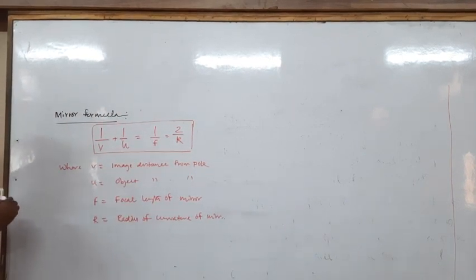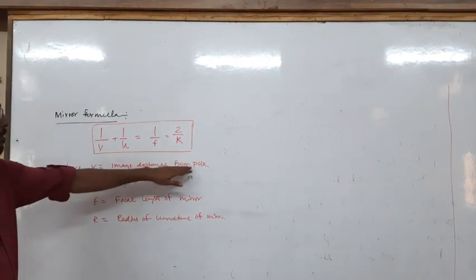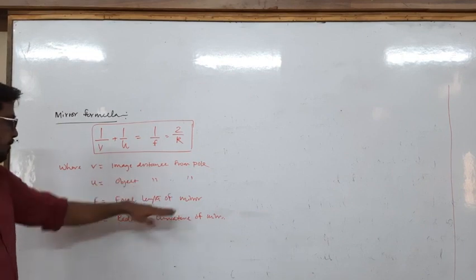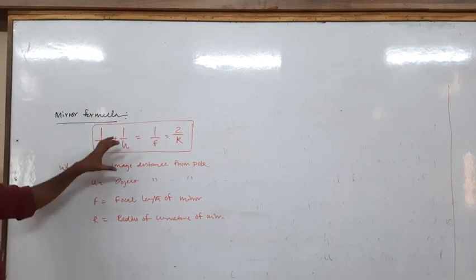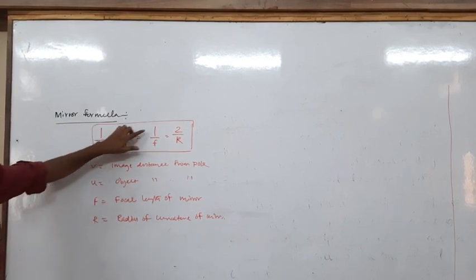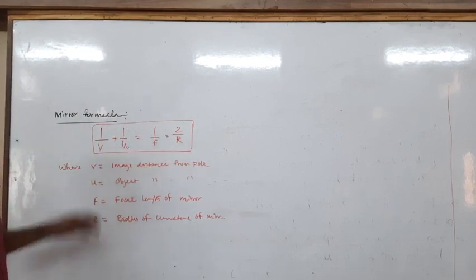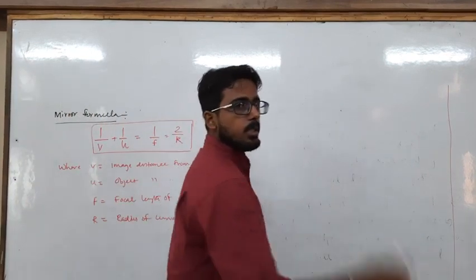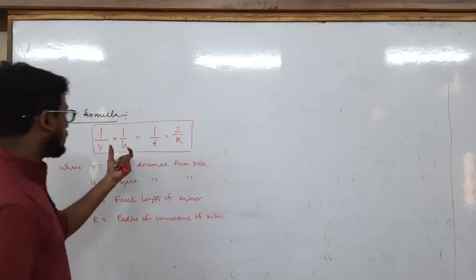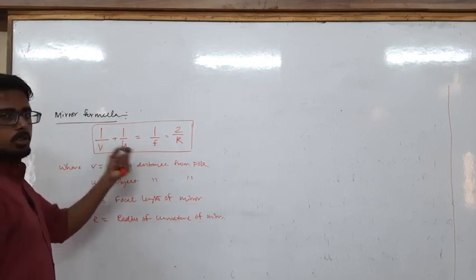Okay, clear? So V equals image distance from the pole, U equals object distance from the pole, F equals focal length of the mirror, and R equals radius of curvature of the mirror. So the mirror formula will be 1 by V plus 1 by U equals 1 by F, or 2 by R, and this formula is used to determine the exact location of an image if the object position is known to us from the pole.